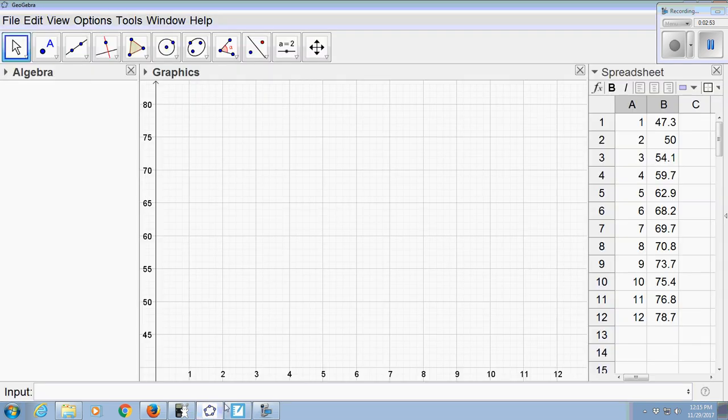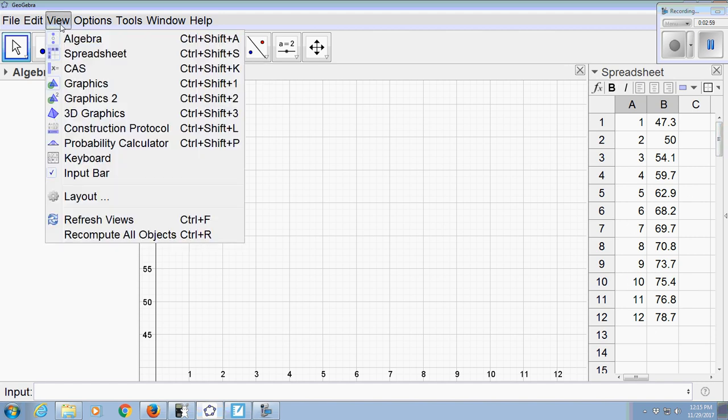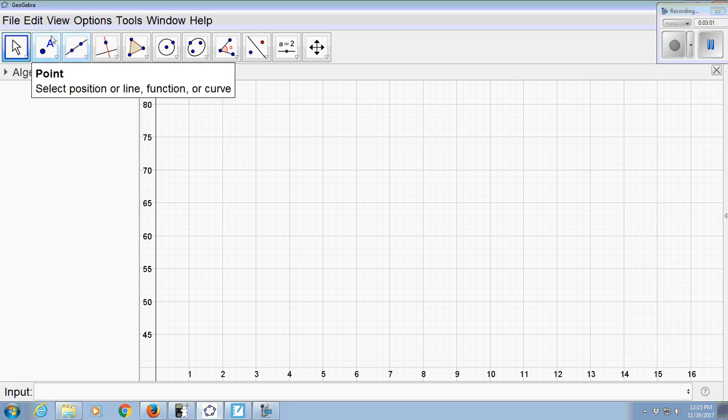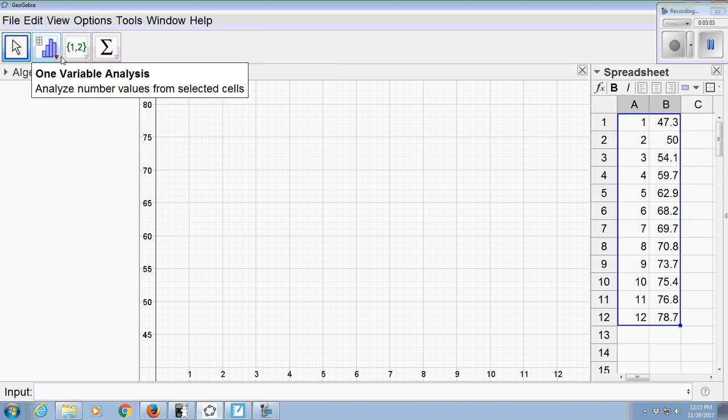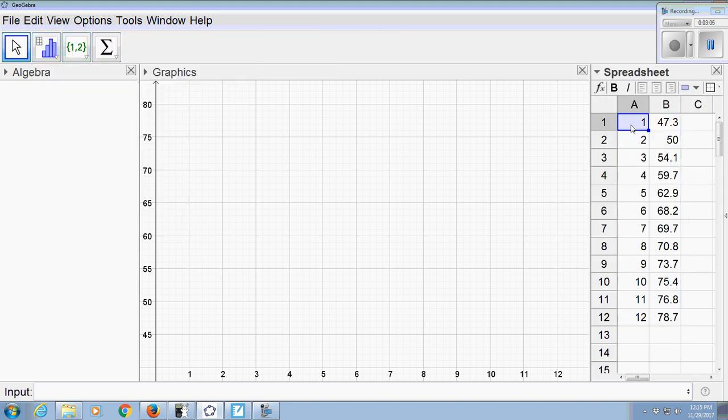So for GeoGebra, I opened it up and I got the spreadsheet view up. If you don't have a spreadsheet view, you just go to View, choose Spreadsheet, hit it, do it again, get it back. Enter your data in the A and B columns. So in the A column, I entered all my data for years, 1 through 12. Those are actually decades, 1900, 1910, 1920, and then the life expectancy next to it.